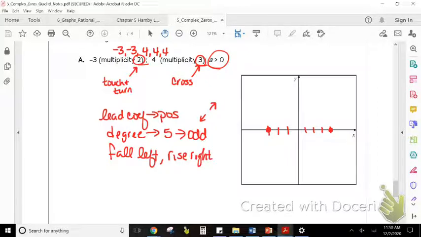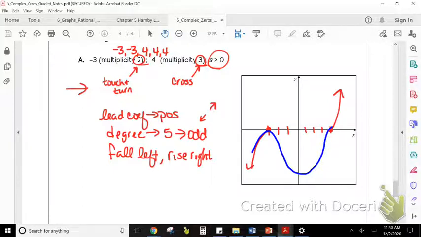So looking at my graph there, it's going to fall left. So on my far left 0, I'm going to let it fall, going to the left, and it's going to rise to the right. So on my far right 0, I'm going to let it rise. Now what's happening in between is going to be based on what we wrote up here. At the negative 3, we said it was touch and turn. So let me change color so we can kind of see it here. As I'm coming to that negative 3, it's going to touch it and it's going to turn. So now we know it's going to go down here somewhere, and obviously it's going to have to come back, okay?